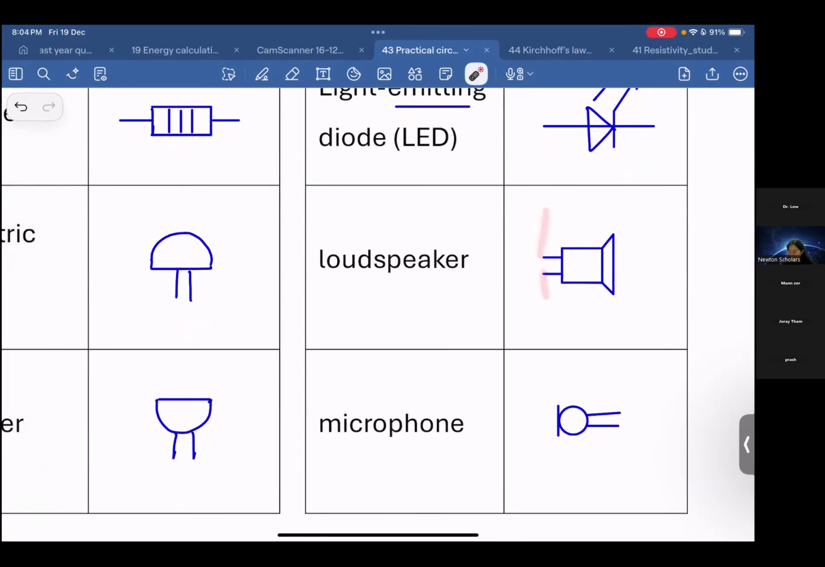Connected here and here, here and here. How is loudspeaker and power? Power. Okay.